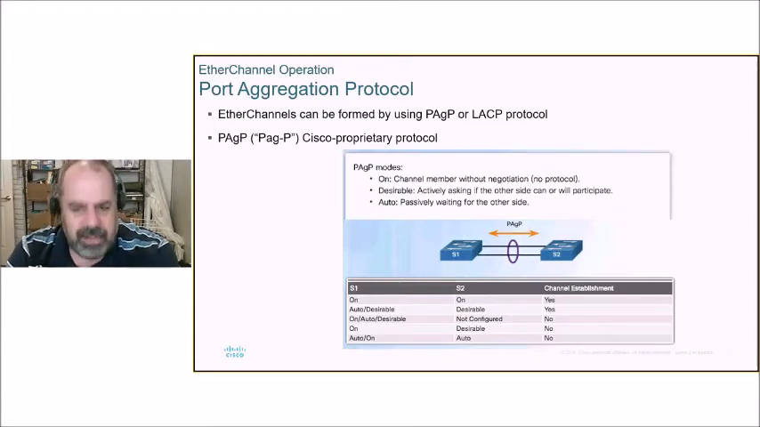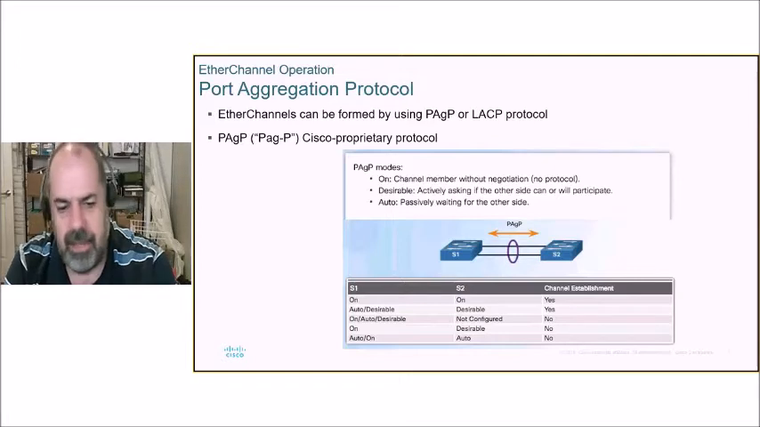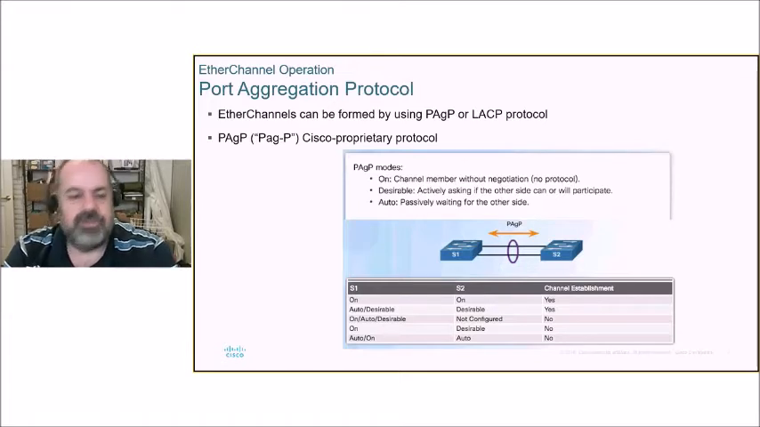As you can see, there's a table down below. If you have on on switch 1 and on on switch 2, it will be an EtherChannel. If you have auto or desirable at one end and desirable at the other end, it will work. If you have on, auto or desirable at one end and nothing configured at the other end, you won't get it. If you have on and desirable, because on doesn't negotiate, it won't work. If you have auto at both ends, it will not work. So you need desirable on at least one end for the negotiation to work.